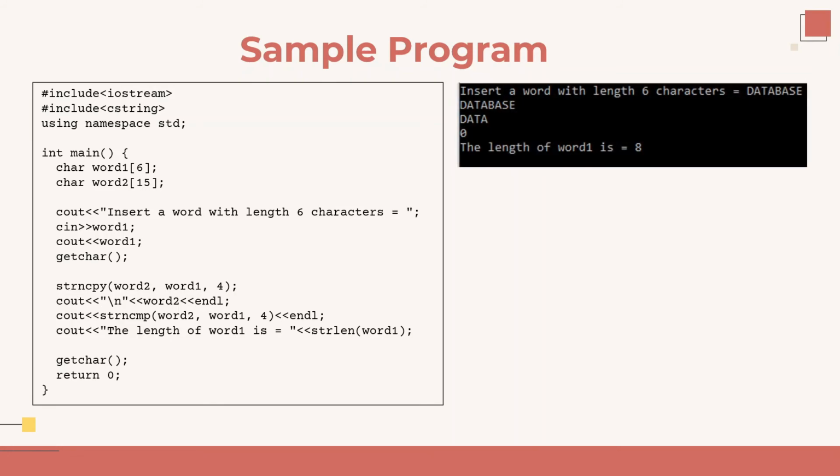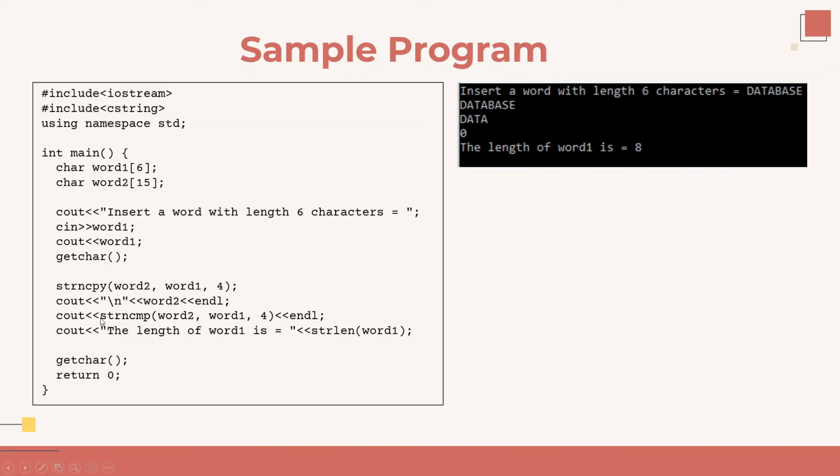And the next command is used to copy the contents from word1 to word2 using strncpy. This command copies the contents of only 4 characters in the word1 array to the word2 array. Then we display the contents using cout. So we will get the result, data.